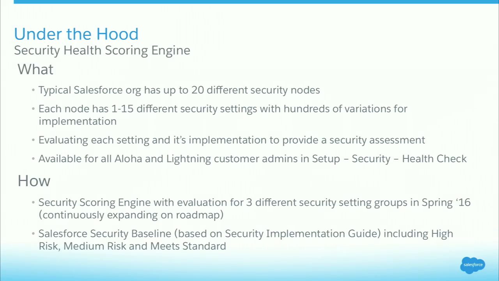is that when you take a look at the typical Salesforce org, there's a lot of configuration for security, and each of these security configurations can contain up to 15 different security nodes with endless variations of configuration. And we basically took each one of them and evaluated it against the baseline and gave it a security score. And Security Health Check is available for all Aloha and Lightning customer admins in the setup menu under Security Controls with Health Check. And when we evaluate each of these security settings, we basically map them into high risk, medium risk, and meets standards.